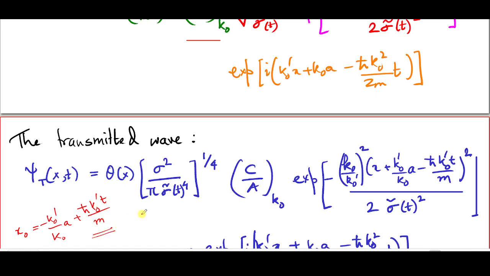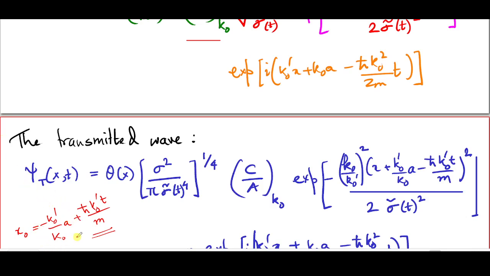This is pretty easy to understand. It just says that the center of the wave packet is moving with a speed given by h cross k0 prime by m. Remember, to the right of the barrier, or rather to the right of the step, the wave number is given by k prime, or for the wave packet the mean wave number is given by k0 prime, and therefore h cross k0 prime by m gives me the velocity of the center of the wave packet, which makes this term easy to understand.